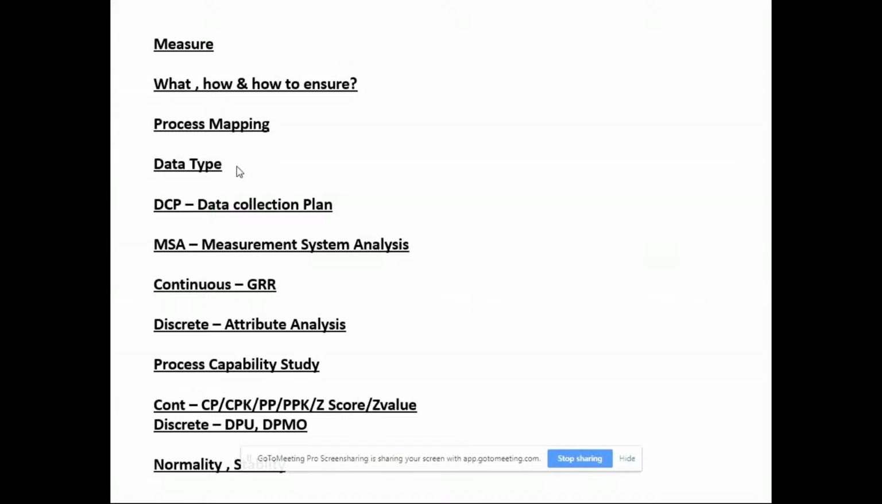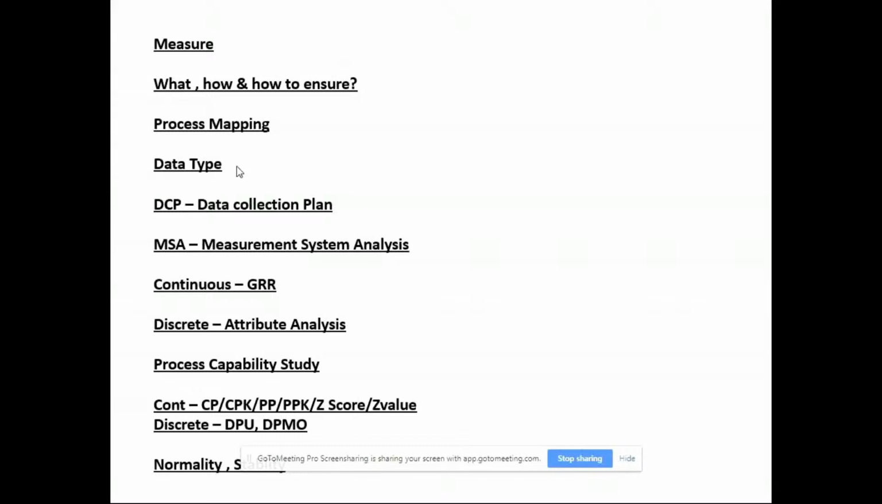Now, after we have established what is the data type that we have, we put together a data collection plan to collect the historical data, or if we don't have historical data available, then we go ahead and collect fresh data. So after we have collected the data, can we trust the data? We don't know. So we find out how much of a measurement error is there in the data. Are we willing to live with that much amount of measurement error? For that, we do measurement system analysis. So for discrete data, we do attribute analysis, wherein we calculate effectiveness and efficiency. And for continuous data, we do gauge R&R.